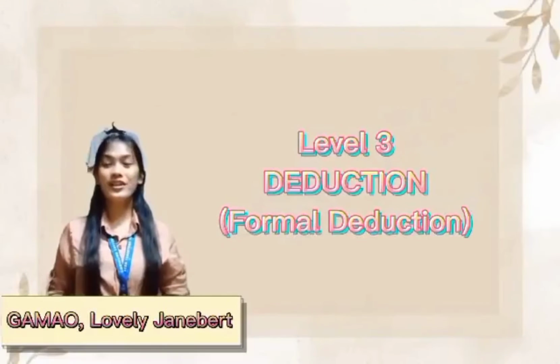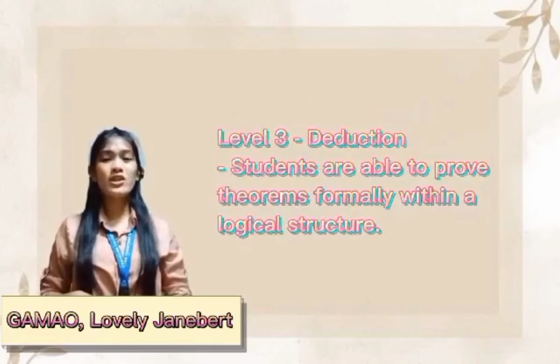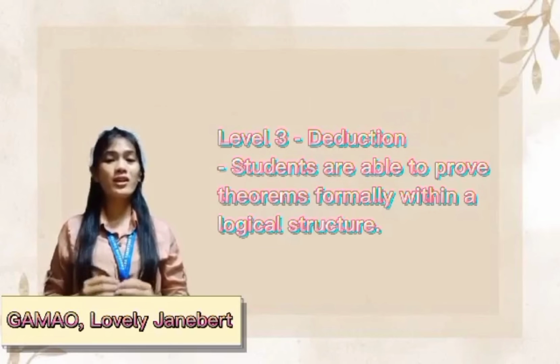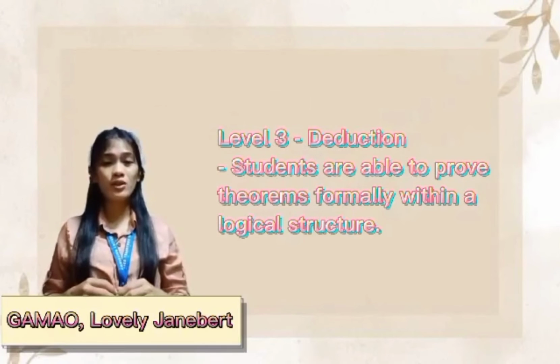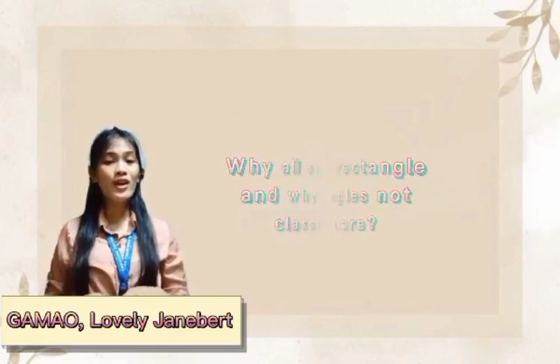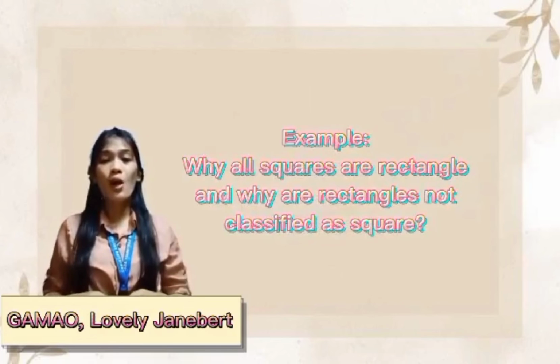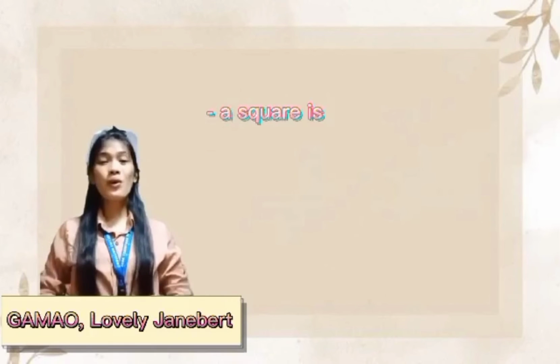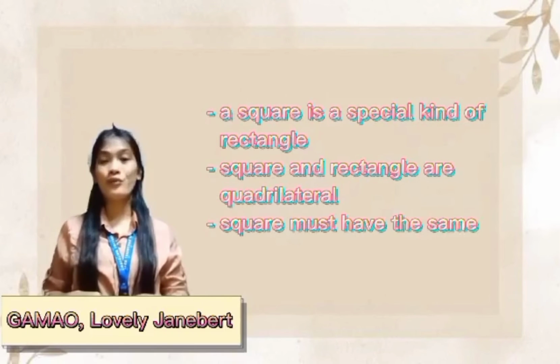Level 3 is Deduction. At this stage, students are able to prove theorems formally with a logical structure. They are able to apply what they already know to explain the relationships and to formulate definitions. For example, they could explain why all squares are rectangles and why rectangles are not classified as squares. So a square is a special kind of rectangle.